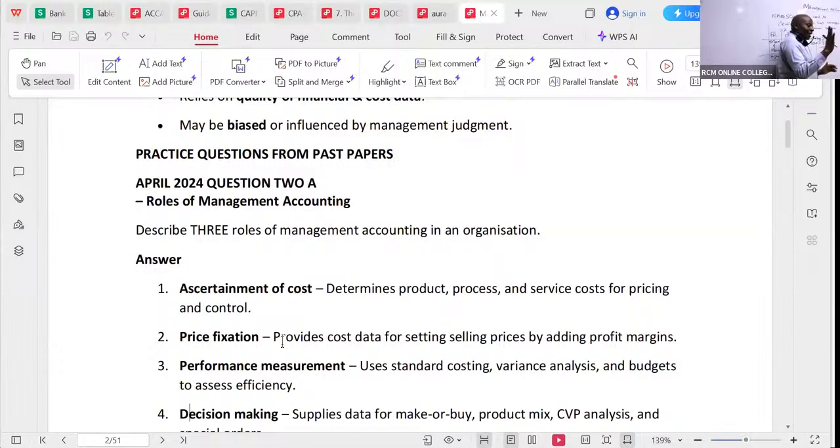So please, the three functions of a management accountant, you should never forget. The first is what? Cost ascertainment. Number 2, we have planning. Number 3, we have controlling.